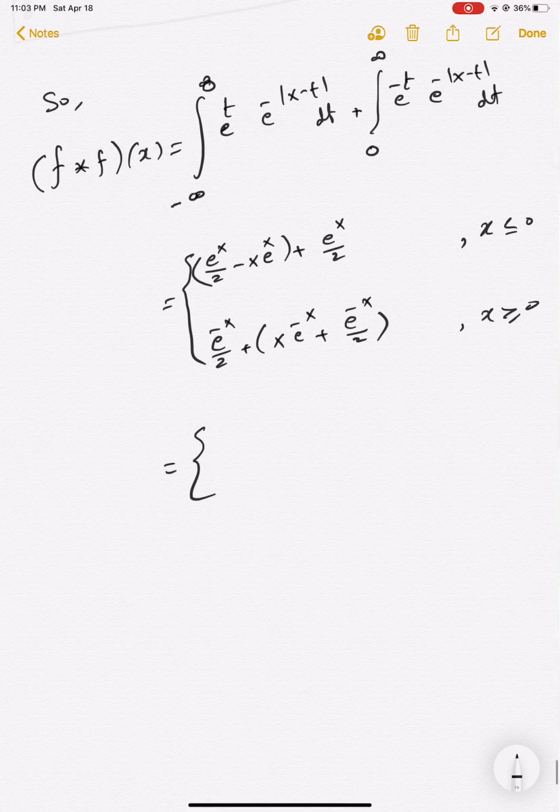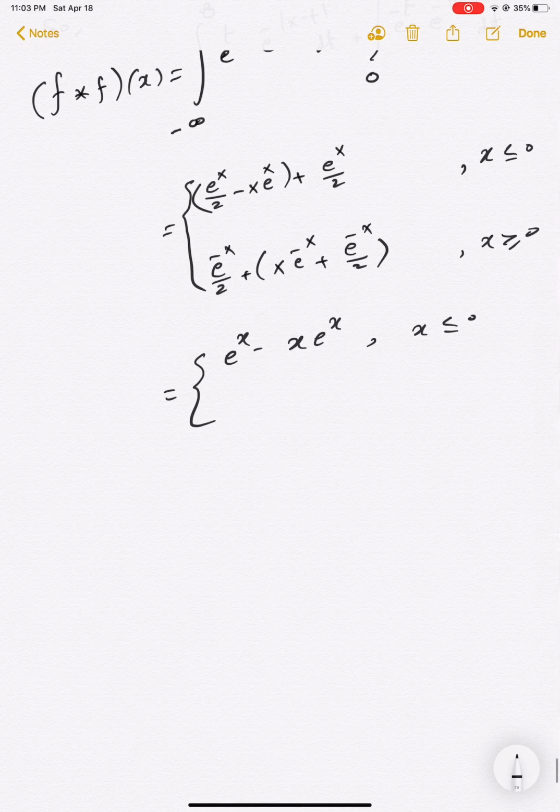So this becomes e to the x minus x e to the x when x is negative, and e to the minus x plus x e to the minus x when x is positive. The equality, you can add it anywhere because the convolution, as we mentioned in the previous video, is always continuous. So you should not be worried about where the negative sign is. Okay, so this is how we compute the convolution.